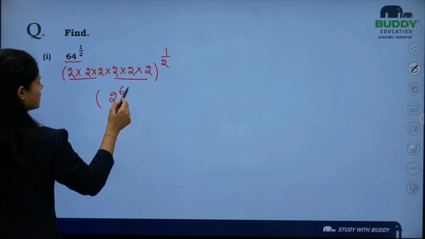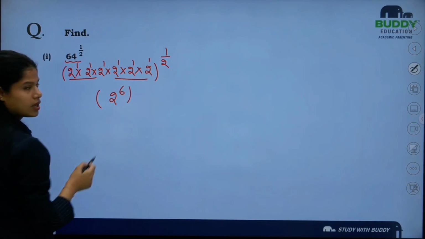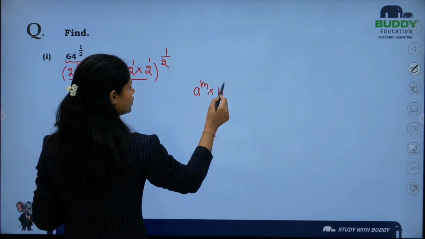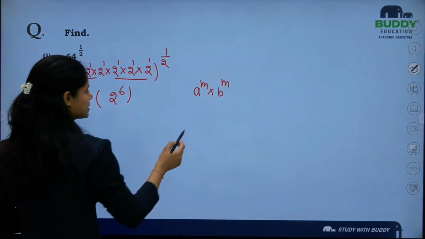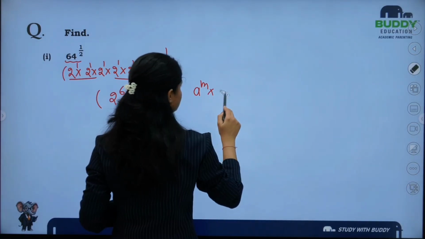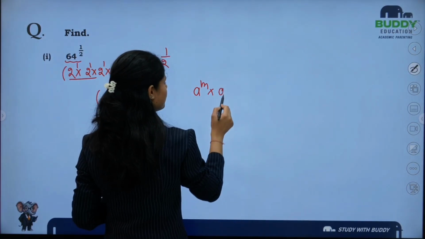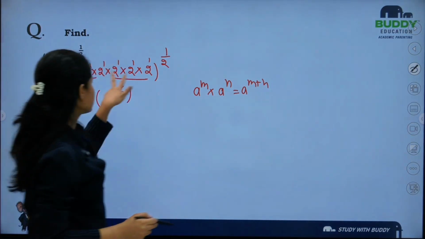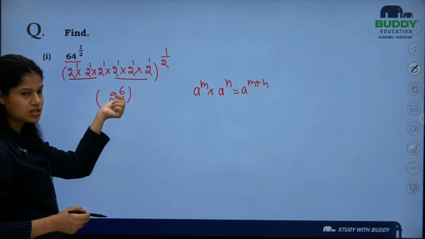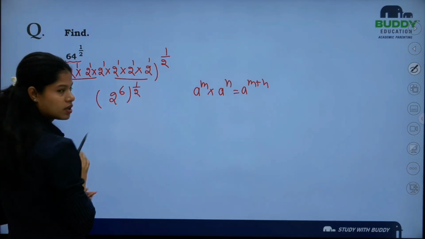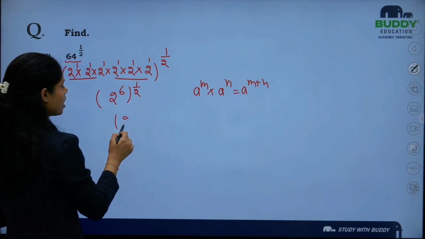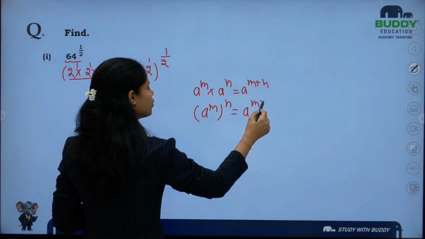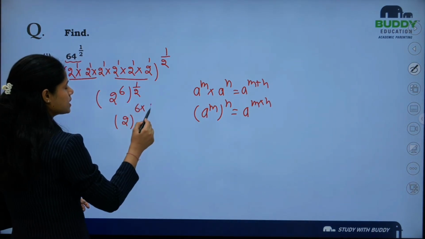So can you now further write it as, because the base is the same, this is the first rule. When you have the same base but different powers, the powers will be added. The bases are the same, the powers are 1 1 1 1 1 1, so in total 6, and this whole thing is raised to the power 1 by 2. Now according to this rule, when you have a raised to the power m raised to the power n, you multiply both these powers. Accordingly this will be 6 and 1 by 2.